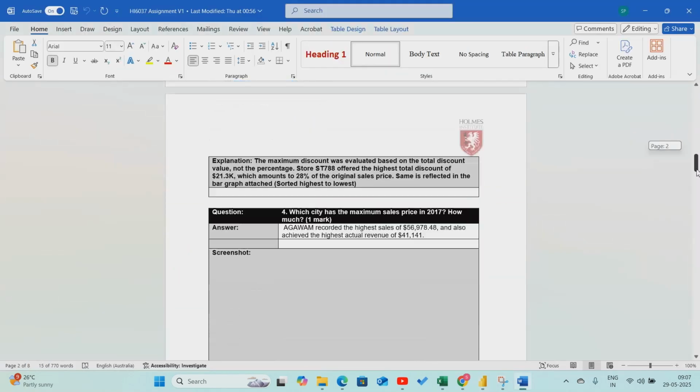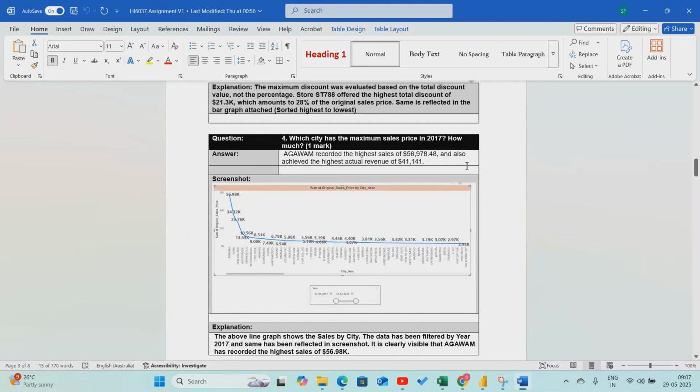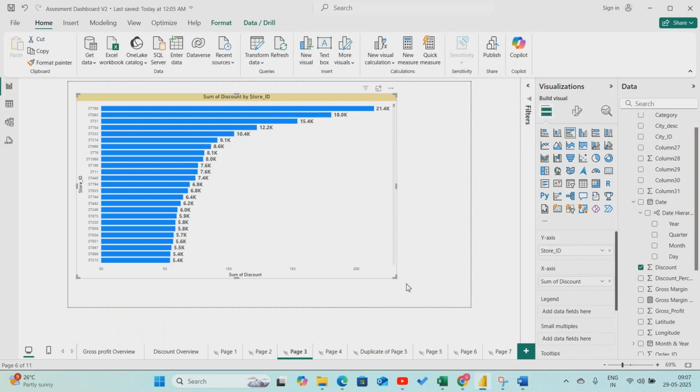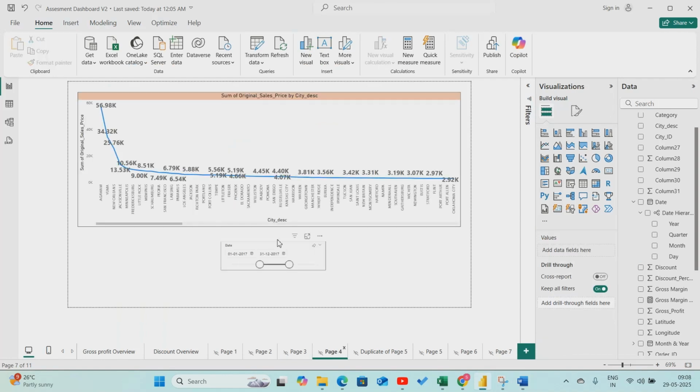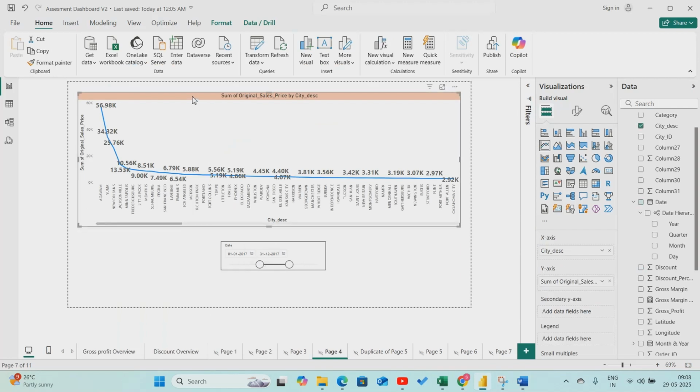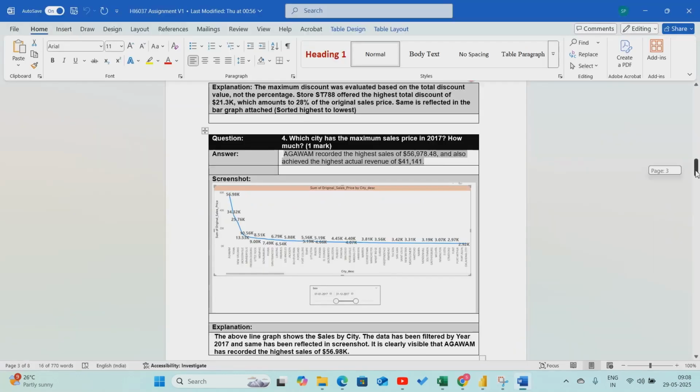Let's go to the next question, that is question number 4. Which city has maximum sales price in 2017 and how much? Again, this is very specific. We need to evaluate the data for this particular period, that is 2017, and again we created this line graph, and what we observed here, that Agwam is the city with highest revenue, highest sales price, that is 56,978, around 57,000.